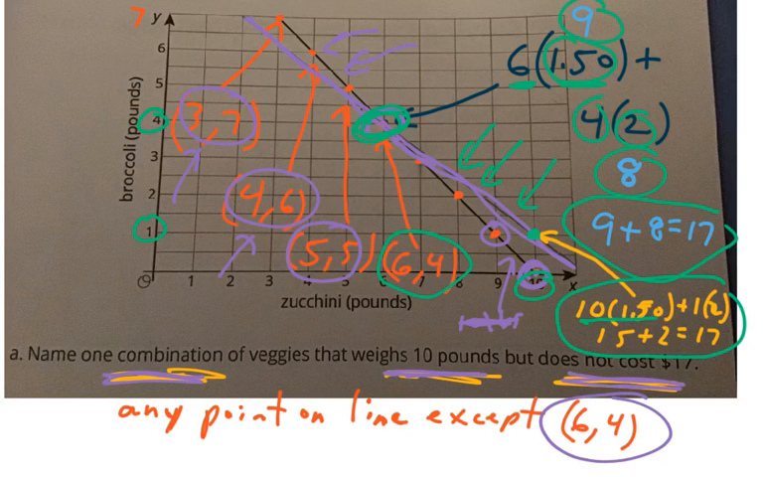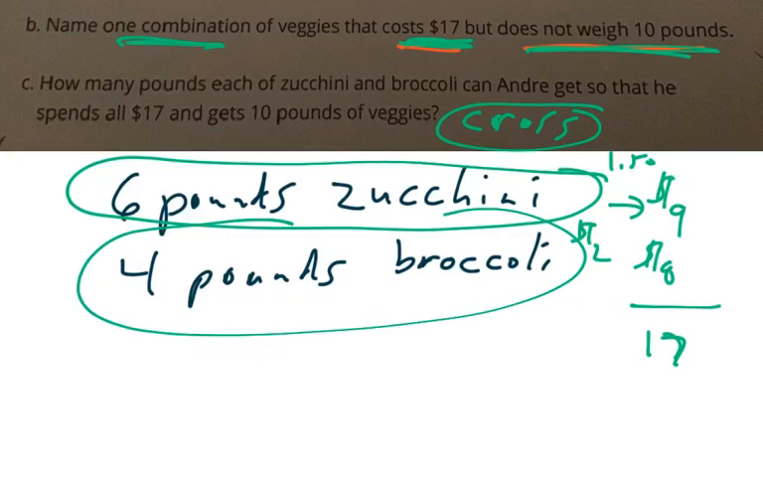So if you look here, I chose this point right there at 10-1, because 10 pounds of zucchini at $1.50 is $15. 1 pound of $2 broccoli is another $2. Together, notice that's $17. That's why it's on the purple line, but it's not 10 pounds, because 10 there plus 1 there is actually 11 pounds. Okay? So hopefully this is all making sense to you. This is pretty tough stuff.